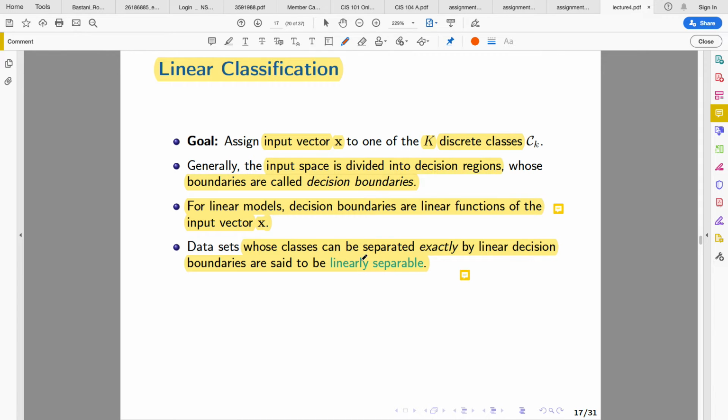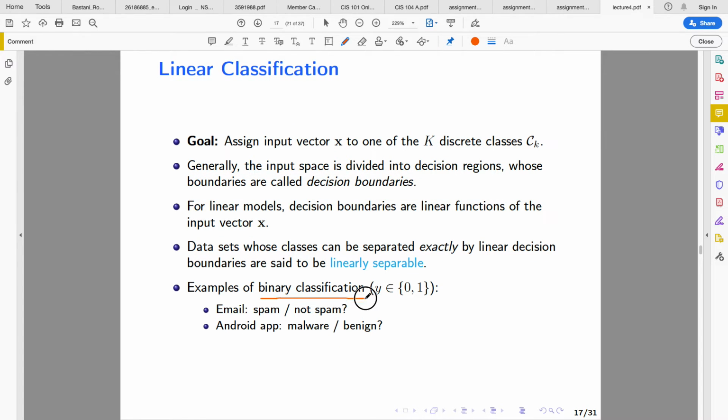So in classification, you have a discrete number of classes. This is Ck, where k will be the number of classes, maybe 2, 3, and so on. Now the input space is divided into decision regions whose boundaries are called decision boundaries. You can group some data points and say, okay, they belong to a particular class, and you have another set of data points and you say that they belong to another class.